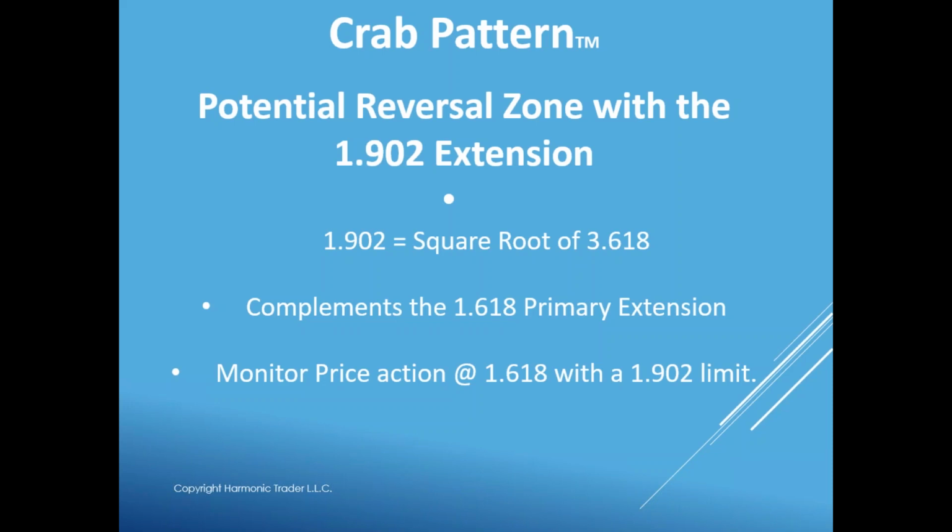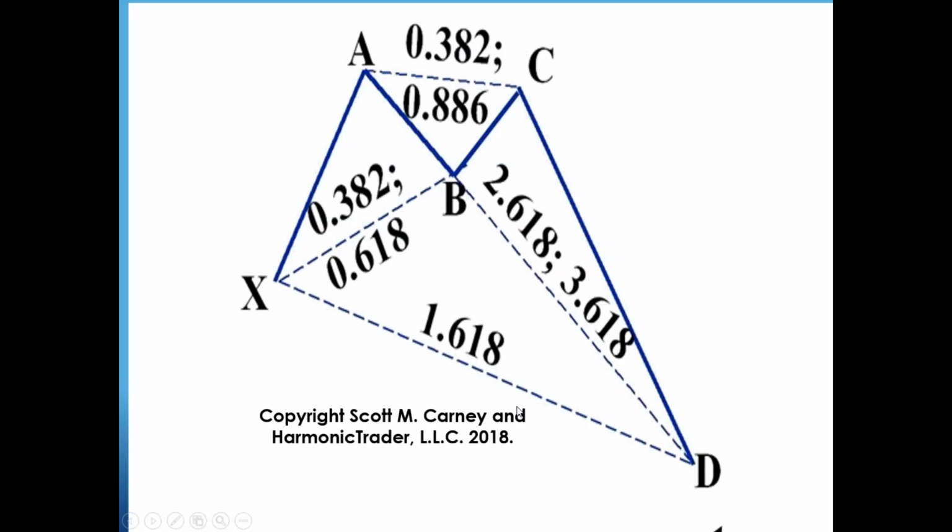That means looking at the price action as it hits the 1.618. And frequently the crab pattern will have price action that goes beyond the 1.618, but still be a valid signal. We'll look at some examples here. But this is the illustration. This is your standard crab pattern that I've outlined in a few of my books. Introduced it in Harmonic Trading Volume 1 back in 2004.